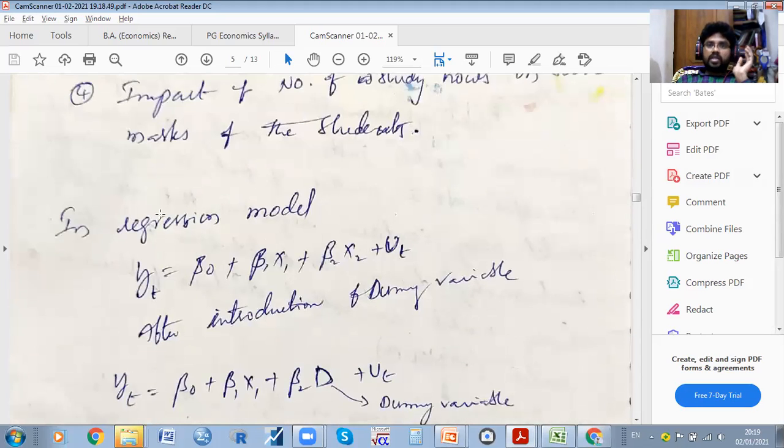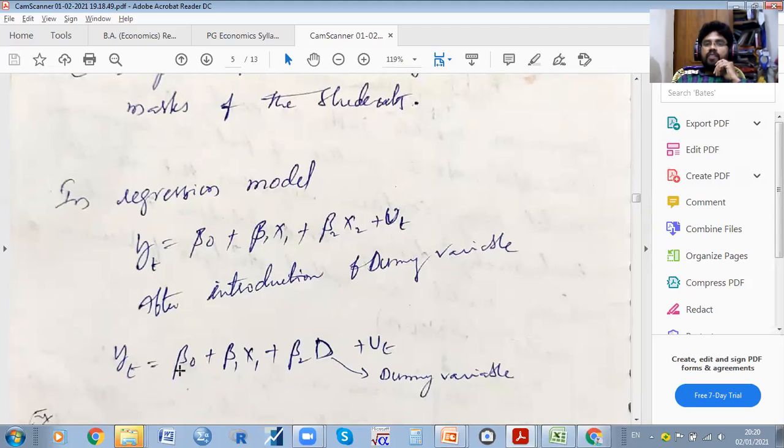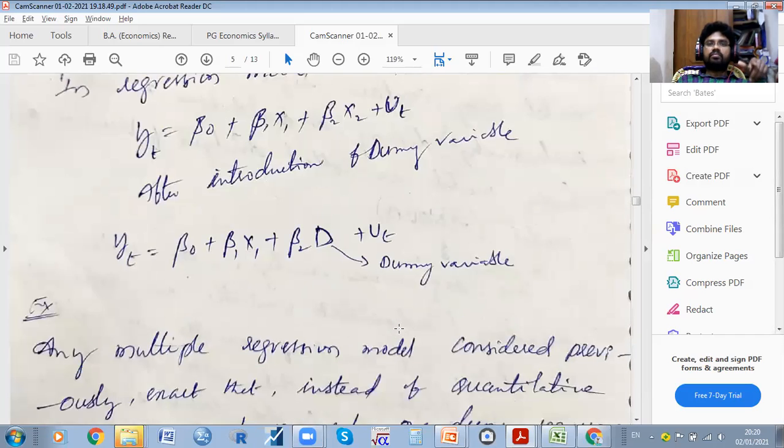As I told you, in the regression model, Yt is equal to beta 0 plus beta 1 x1 plus beta 2 x2 plus u. This is the normal regression model. After introduction of the dummy variable, how can you write it? Yt is equal to beta 0 plus beta 1 x1 plus beta 2 d. As I told you, d is the dummy variable. For example, in the LPG case, you can say d.